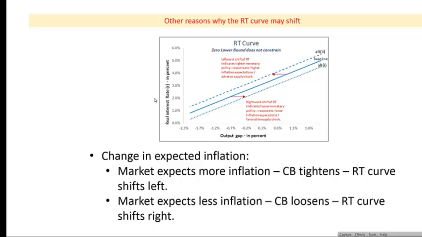But notice that this often works in the other direction. For example, if the market expects less inflation, they expect prices to go down. In this case, the central bank wants to signal that just as it's not going to let prices rise too much, it's not going to let prices fall too much. So the central bank needs to loosen, and in this case, the RT curve shifts to the right.